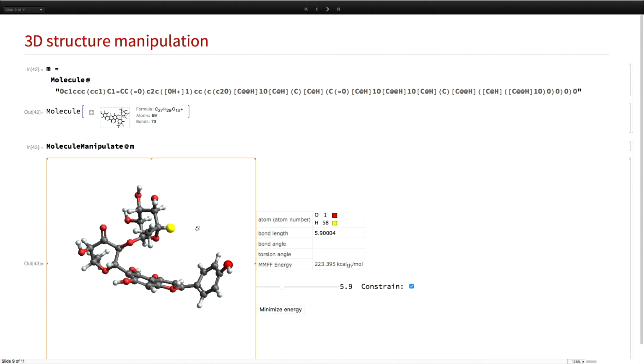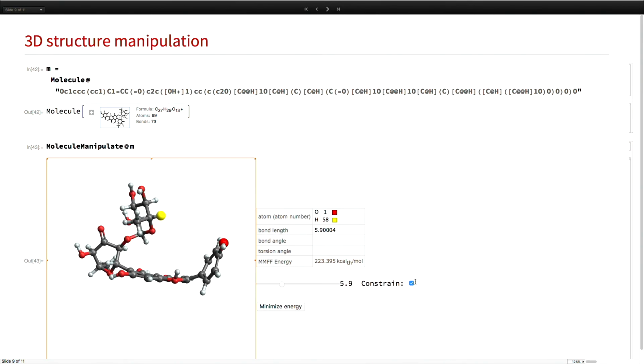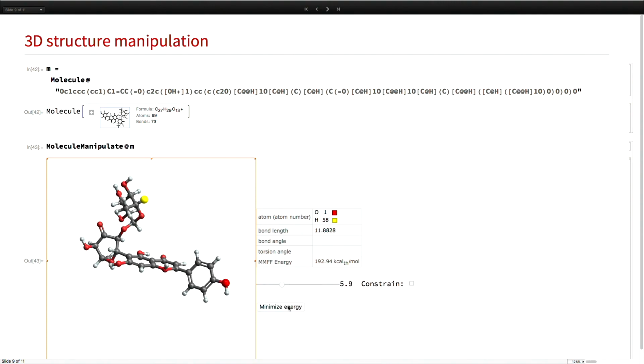And this is where we got. And so you found the molecule, there are enough rotatable bonds where it was able to find a conformation where those were only 6 angstroms apart. Notice the energy was 223 kilocalories per mole. If we remove that constraint and then minimize again, we can find a much lower energy.